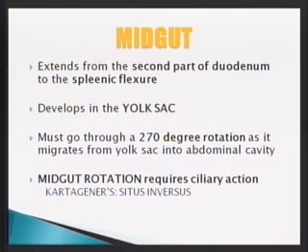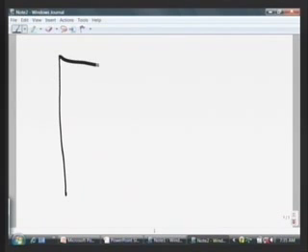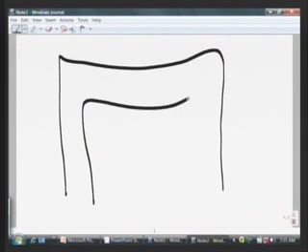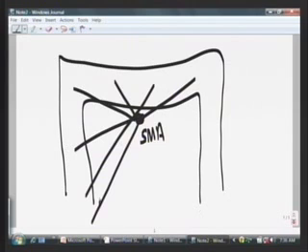The midgut extends from the second part of the duodenum to the splenic flexure. Why is that important? Well, I know the splenic flexure is an area that has the least blood supply. Why? Based off of anatomical orientation, if I'm looking at the ascending, the transverse, and the descending colon, and I have my superior mesenteric artery, I know that it supplies all these areas, and there are collaterals between them. If I affect one, ultimately, I can still get blood supplied to that area.